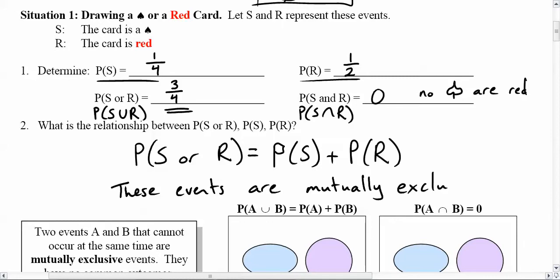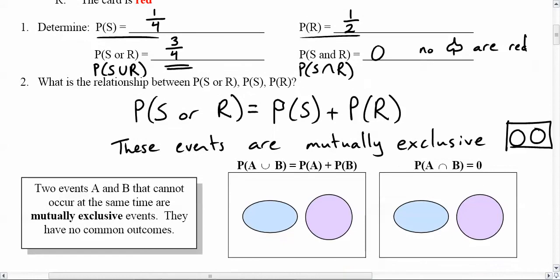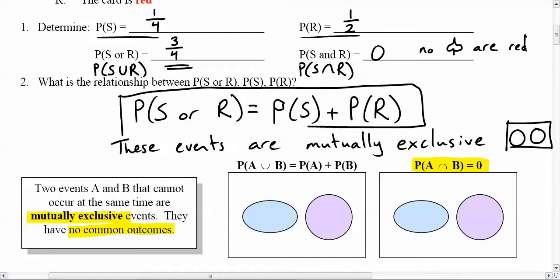And what mutually exclusive means is that on a Venn diagram, they're just 2 separate circles. They have no overlap. So as it says here, mutually exclusive events have no common outcomes. For mutually exclusive events, the intersection is 0. So this formula works only when the events are mutually exclusive.